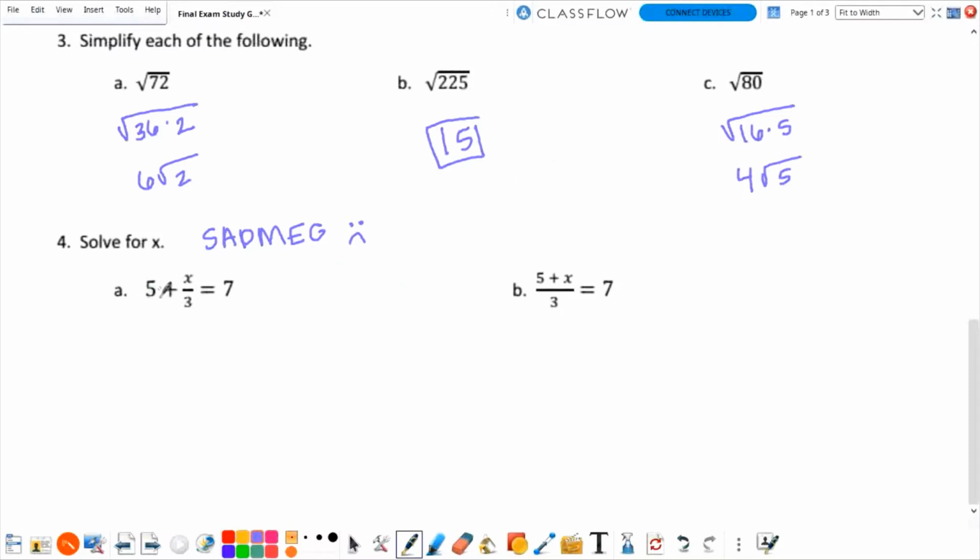So we're going to start by getting rid of this 5, right? So we're going to subtract 5 from both sides. And then to get x by itself, we got to get rid of this 3. So x is being divided by 3. To undo that, we're going to multiply by 3. So x equals 6.